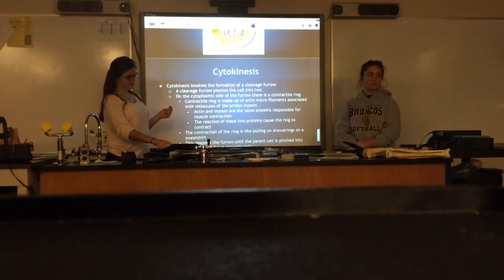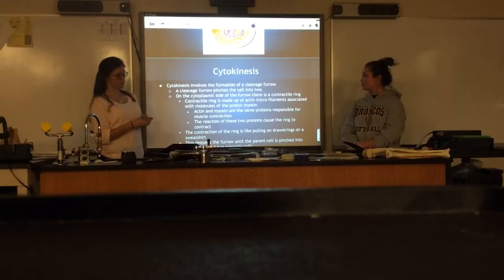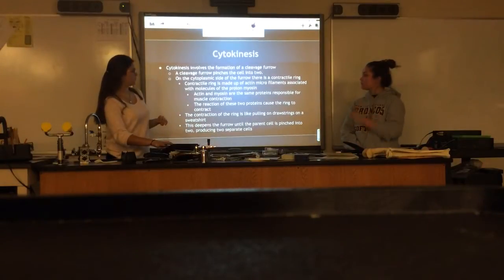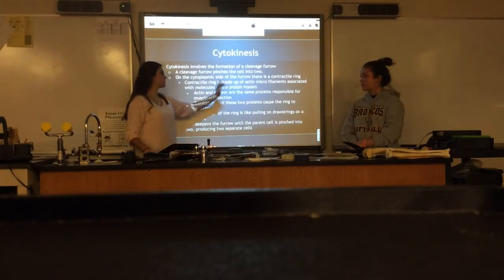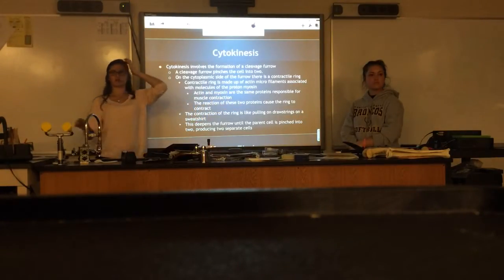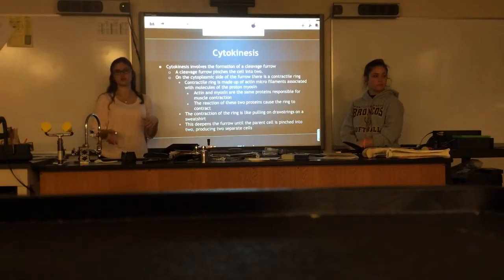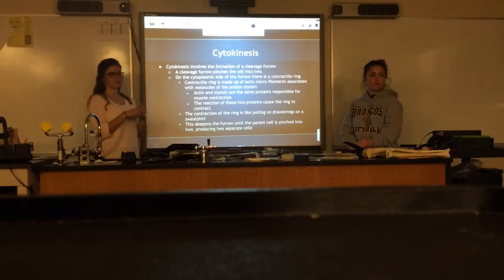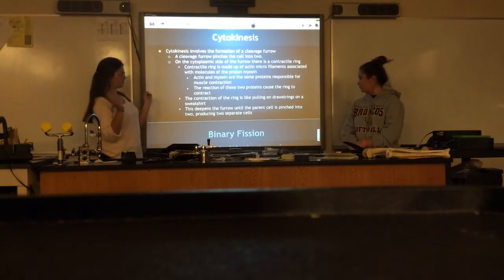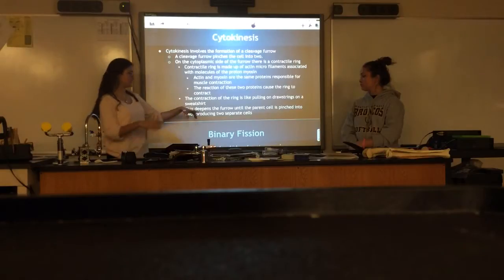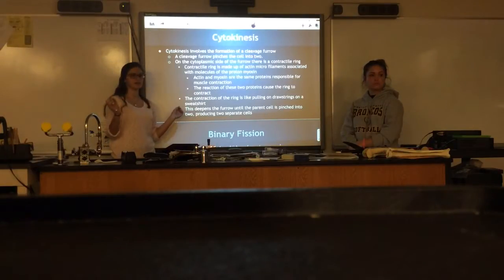And that is called the contractile ring, which is made up of actin microfilaments associated with the myosin molecules. So the actin and the myosin are also the same proteins that are used in muscle contraction. In the cell, it contracts the ring and pulls it apart, and then this pinches it into the cell until it is completely separated into two. Everyone understand? Okay.